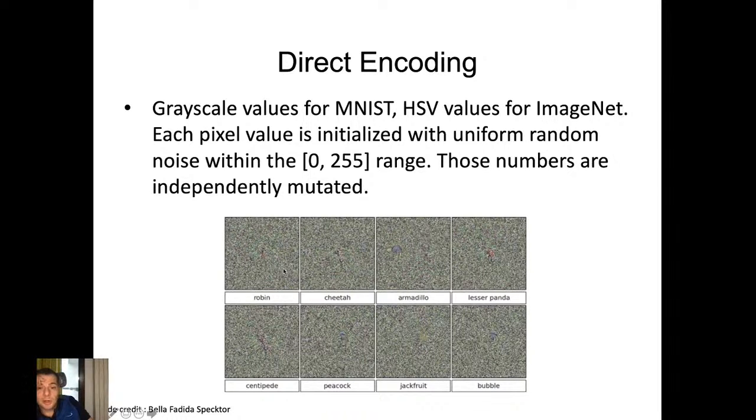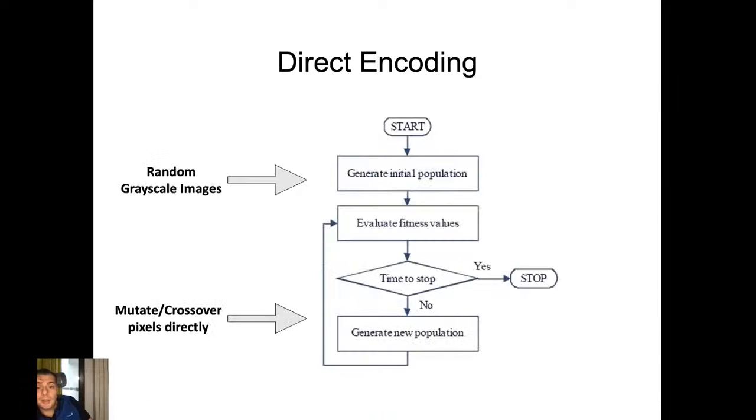If you look, there are perhaps some patterns. These are labeled with this class. This is a robin, and there seems to be some pattern here that looks like a robin, and a pattern here that looks like an armadillo, and this maybe looks like the head of a cheetah, and so on. But mainly they look like random noise, and these examples are actually classified into these classes, which shouldn't be right. Okay, so this is the algorithm based on direct encoding.